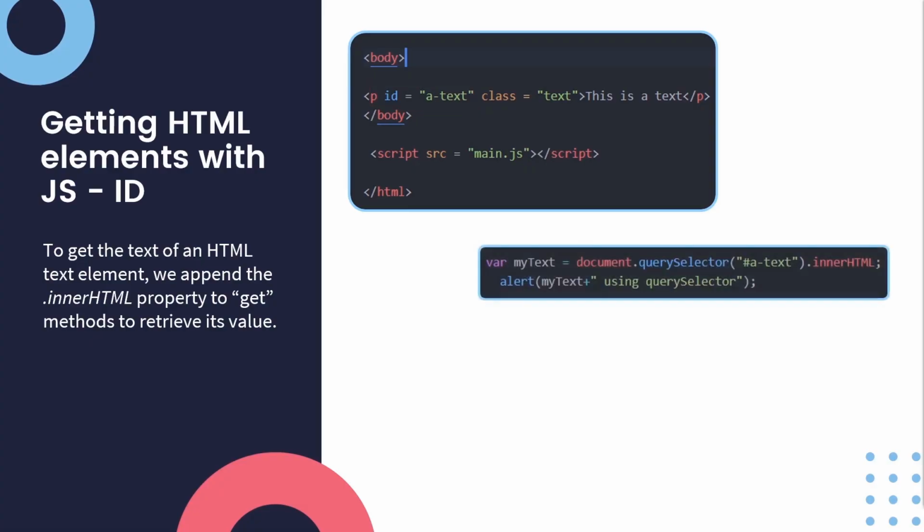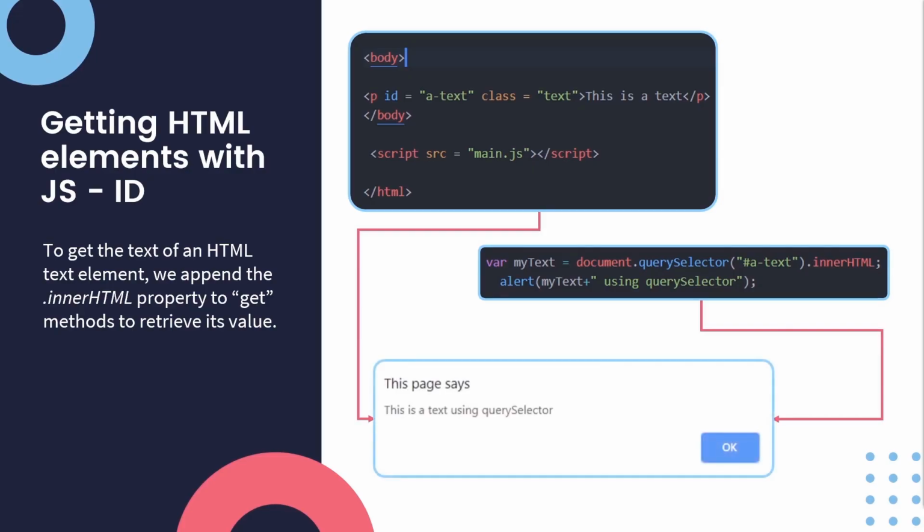But now we are actually going to reference this ID instead of the class name. So in our JavaScript code, the only difference here is that instead of calling .text, we are calling #a-text. And again, if you remember correctly, whenever we reference an ID, not a class, in our CSS code, we would use a hashtag in the beginning of our string or our ID that we are calling. And then essentially we call the .innerHTML on that. And then we alert this to the screen, and what we get is pretty much the same thing. This is a text using query selector.